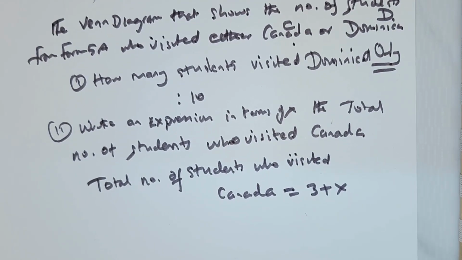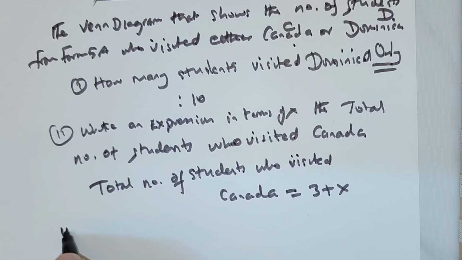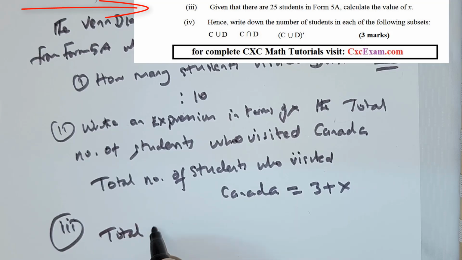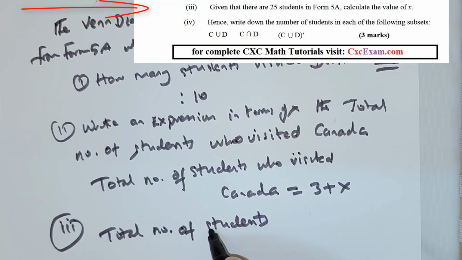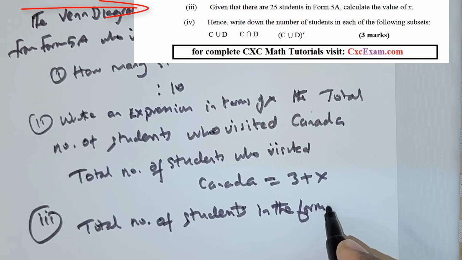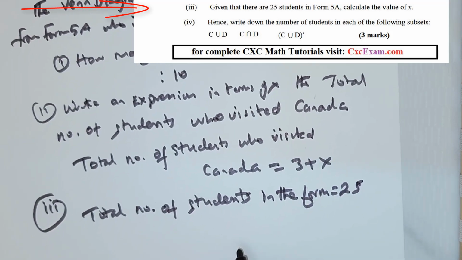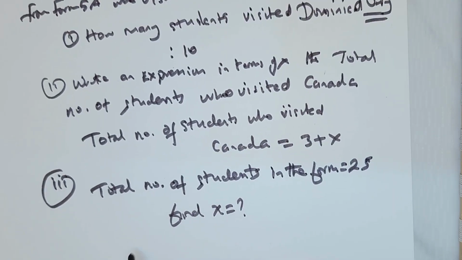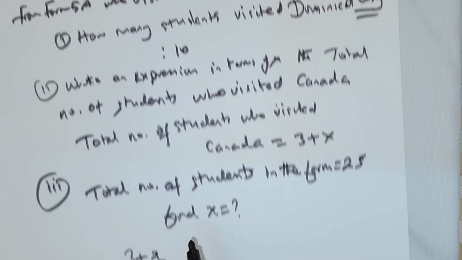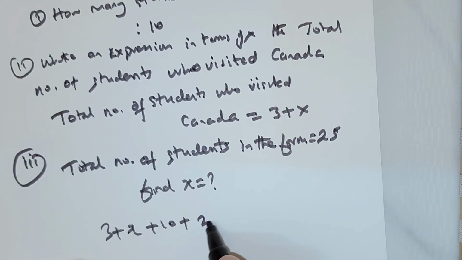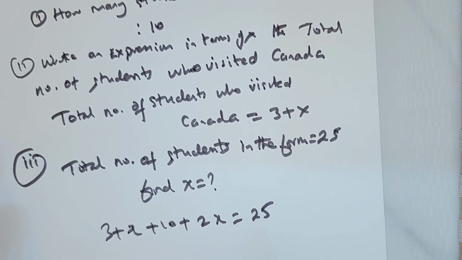Now we are asked to get the value of x. So this is the third part. Third part states that the total number of students in the form is 25. Then we are asked to find the value of x. So that would mean we got 3 added with x, added with 10, added with 2x. This is equal to 25, right?